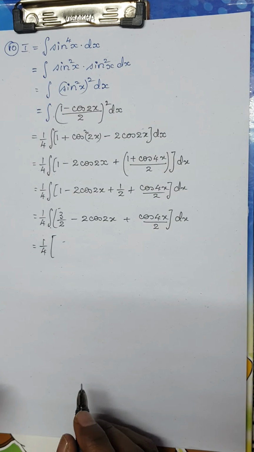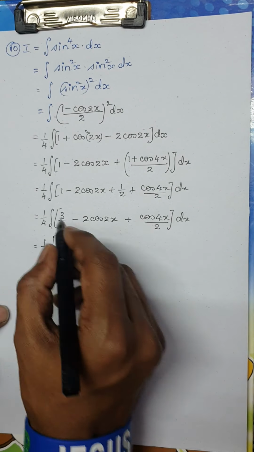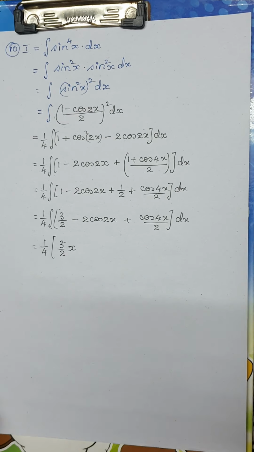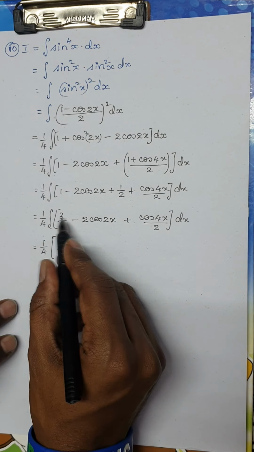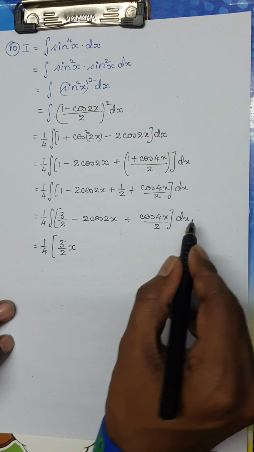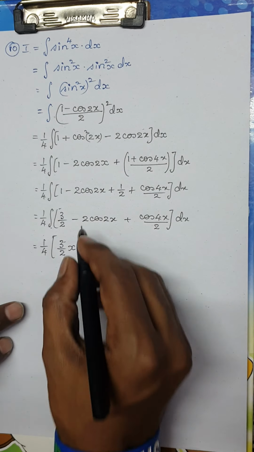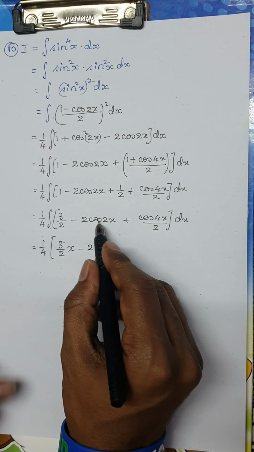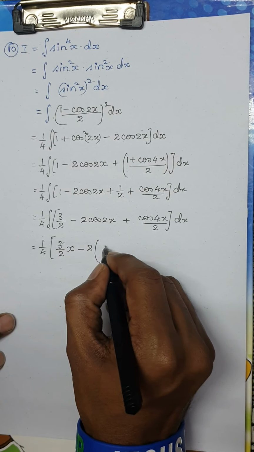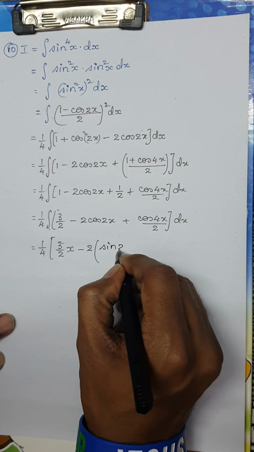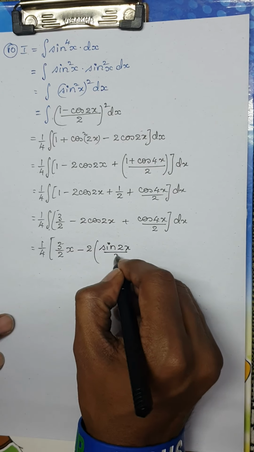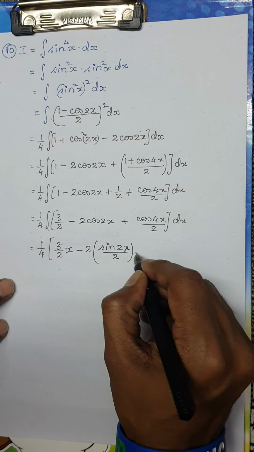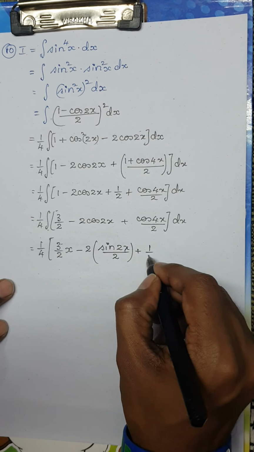Now let me integrate. Integral of 3 by 2 is, integral of a constant into dx is constant into x. Because if you take 3 by 2 common, it is integral of dx. So integral of dx is x. Minus 2 is a constant. Remember, what is integral of cos ax? Integral of cos ax is sin ax, so sin 2x divided by 2, plus I have a constant 1 by 2 here.